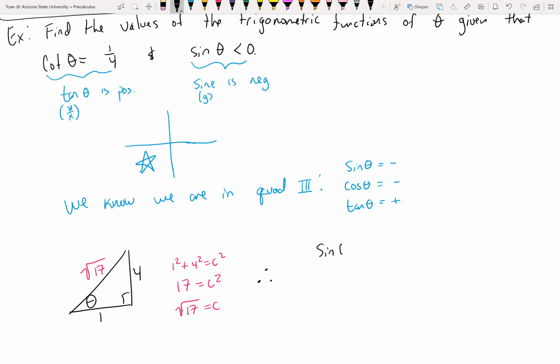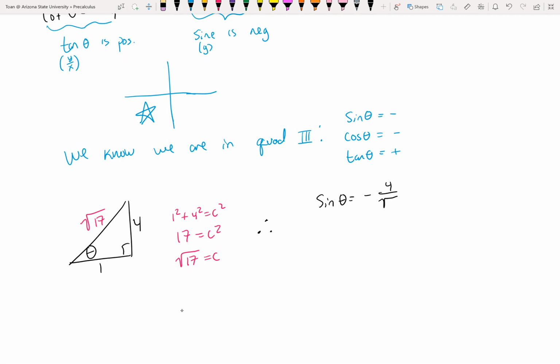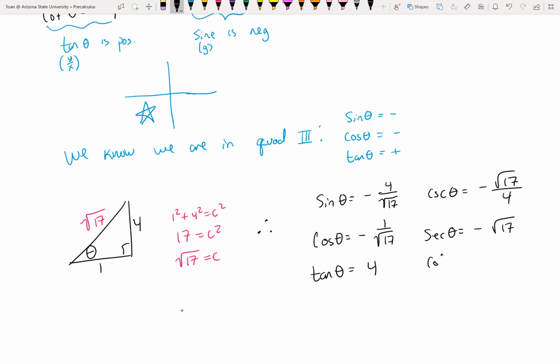Therefore, sine, which you know is negative, opposite over hypotenuse, is negative 4 over root 17. Again, you do not have to rationalize for me if you don't want to. Cosine, which I know is negative, adjacent over hypotenuse, is negative 1 over root 17. Tangent is opposite over adjacent, which is 4, or it's the reciprocal of what they gave us. And then you just reciprocate the rest. Cosecant is the reciprocal of sine, negative root 17 over 4. Secant is the reciprocal of cosine, negative root 17. And then cotangent, they gave it to us, was a positive 1/4.